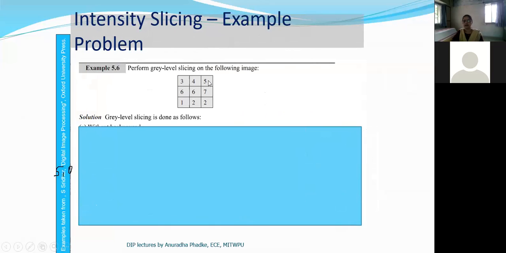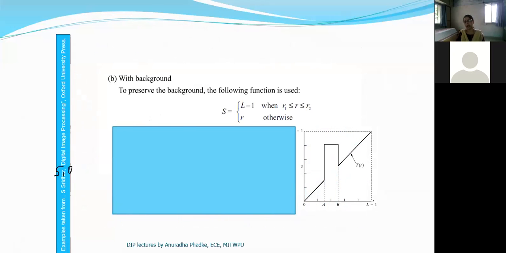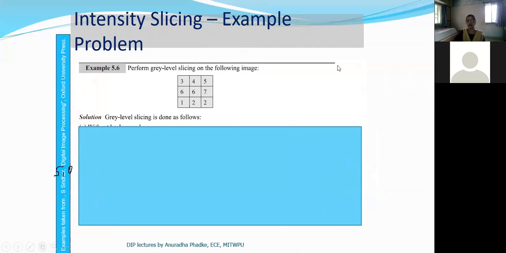Now tell me your answer for very first row, where we are applying this gray level slicing with background. So what is result for very first row? Please type your answer in the chat box. For very first row, yes, Aryan, Sharan, Mehak, your answers are correct. These 3 pixels, 3, 4, 5, they are in the range 3 to 6. So we have to highlight them by brightest shade, which is 7. So it will become 777.